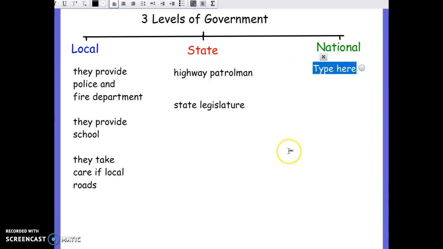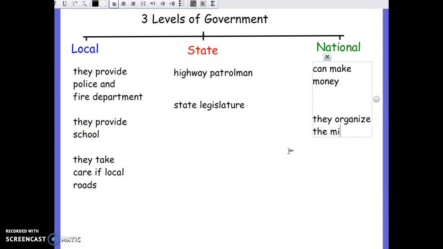And the national government, if you remember, they're the only level of government that can make money, that can print new money or make new coins. They also organize the army to protect us and help our communities around the nation whenever there's bad storms or disasters and we need additional resources. We'll say military.